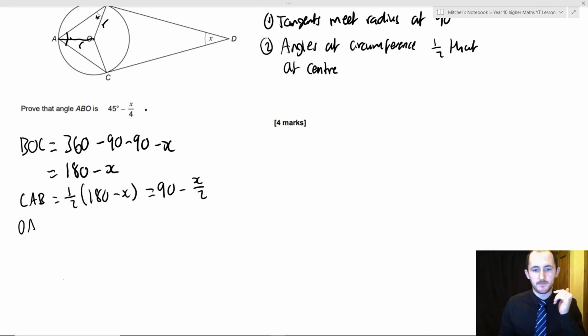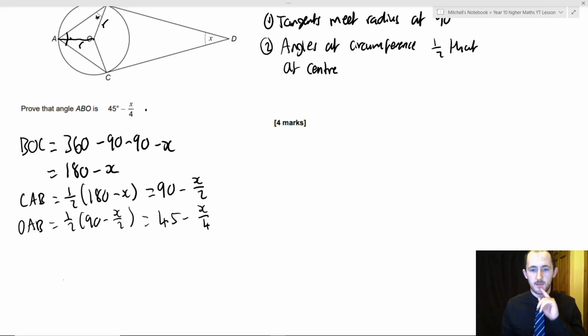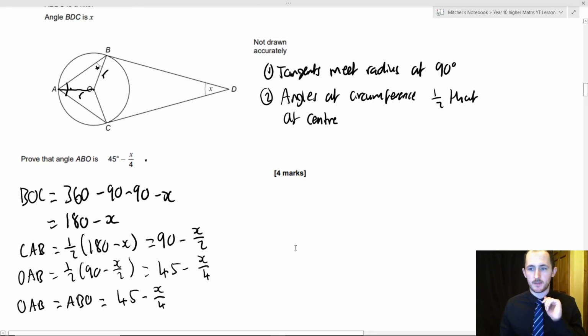So OAB is half of that. It's 45 minus x over 4. For those of you that have just joined, feel free to ask me to go through the question one more time. I'm going to go through it anyway, just to recap. And OAB is the same as ABO because it's an isosceles triangle. Therefore, it's right. 4 marks.